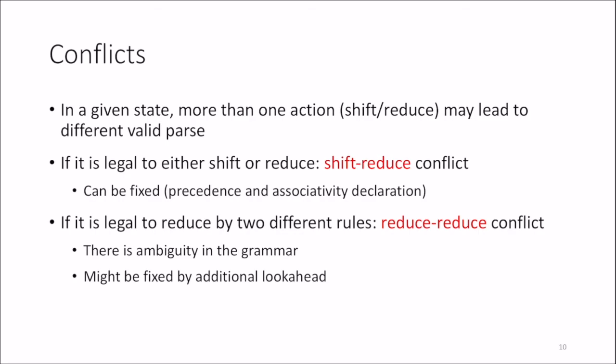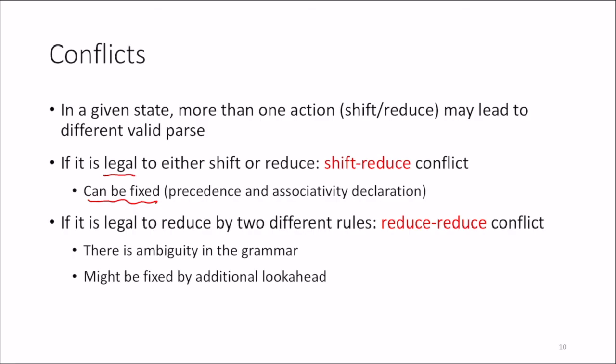But it's possible that there are two good shift-reduce sequences, because as we saw in the slide about ambiguity in context-free grammars, a grammar can be ambiguous if it has two leftmost derivations or two rightmost derivations. So in this case, if there are two possible rightmost derivations, then at some point you might have a choice between shift and reduce, or two reduces, and they're both valid. So if it's legal to either shift or reduce, it's called a shift-reduce conflict, and it usually can be fixed by using precedence and associativity.